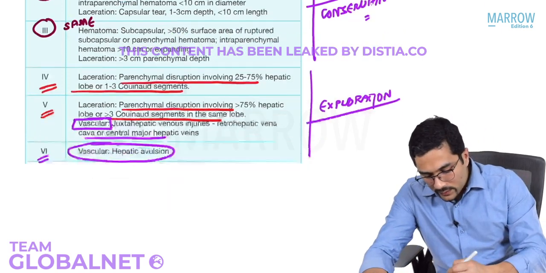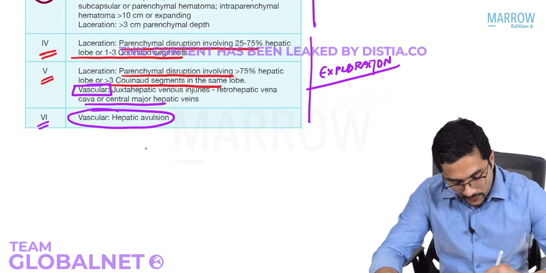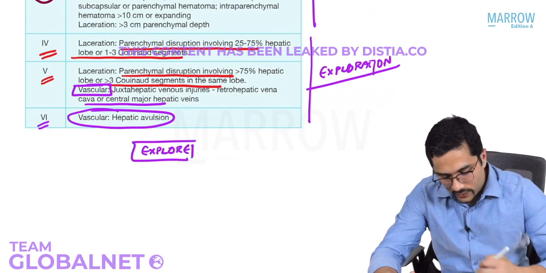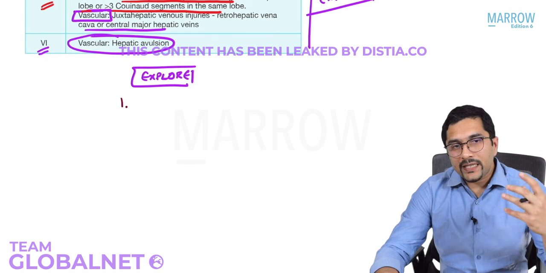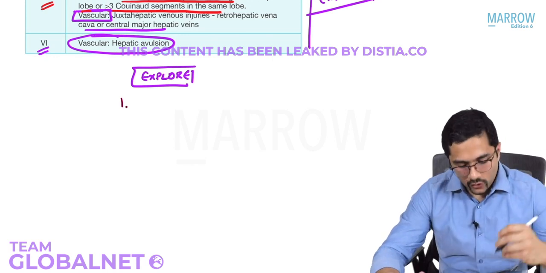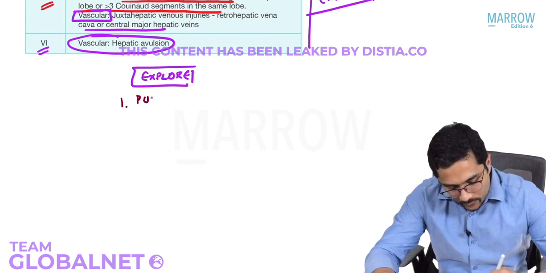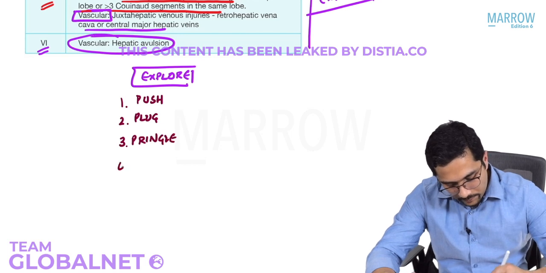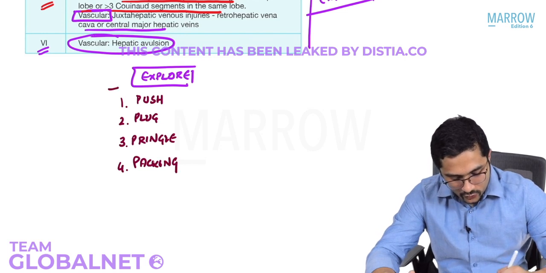Now, whenever we explore a patient with liver trauma, whenever we do an exploratory laparotomy in a patient with liver trauma, there are certain P's when you come to liver trauma. Those P's are push, plug, Pringle, and packing. These are the 4 P's which you need to remember in liver trauma.